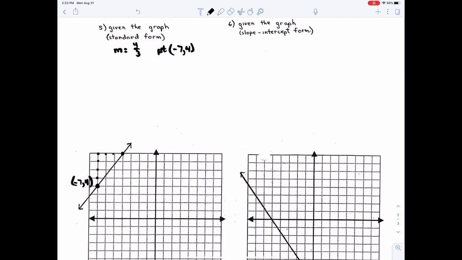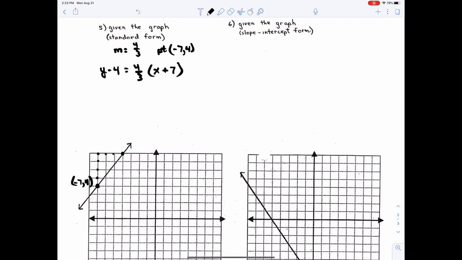It doesn't matter. Okay, so I want standard form. So what form do you write? Of course you don't write standard form. You write the point slope form. So we have y minus 4 equals 4/3 times x plus 7, x minus a negative 7.